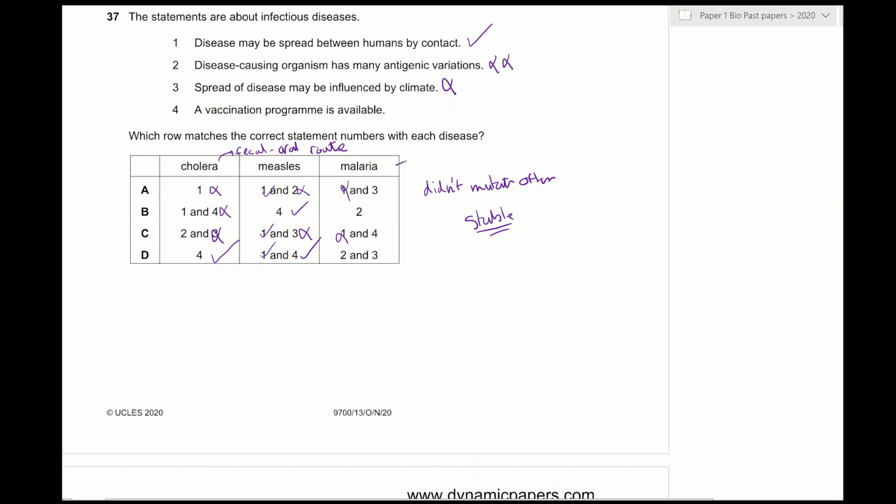For 2, disease-causing organisms have many antigenic variations. Yes, because the pathogen is a eukaryote, Plasmodium, it has many antigenic variations. So 2 is correct. 3, spread of disease may be influenced by climate. As you just said, female Anopheles prefer humid climates and climates which have puddles of water. Therefore, 3 is definitely correct. Let's see 4, a vaccination program is available. This is uncertain information because it is available but not necessarily successful. So the only correct answer in this case is going to be D.